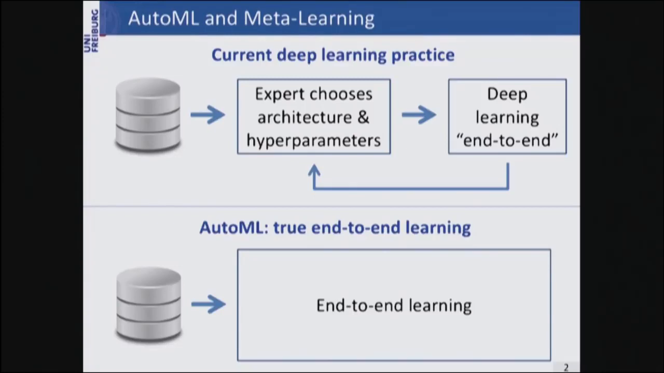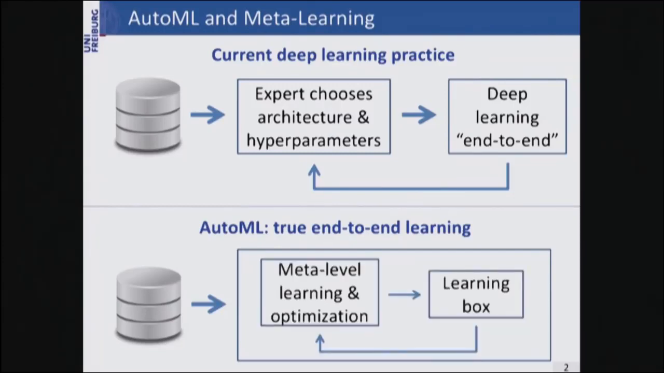And that can also lead to, in the end, true end-to-end learning. By which I mean the data goes in, you press a button, and then the machine learns. Because in the end, it's called machine learning and not human expert learns about how the machine learning method works. So this end-to-end learning can, of course, be implemented by some sort of meta-level learning and optimization that learns about this learning box and optimizes this learning box, and basically, as Quark said, automates the machine learning expert.